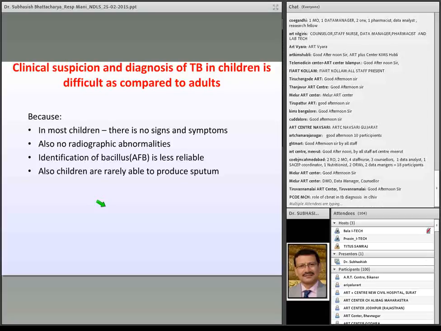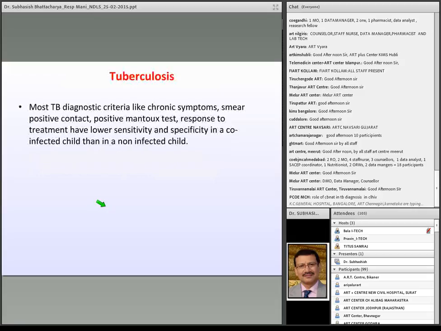Also, children are rarely able to produce sputum. That is another very important thing, because unlike adults, children less than 6 months can't expectorate. Very often they can't expectorate, and we cannot get any sputum for bacteriological confirmation of the diagnosis. Most TB diagnostic criteria like chronic symptoms, smear positive contact, positive Mantoux test and response to treatment have lower sensitivity and specificity in co-infected children than in non-infected children.